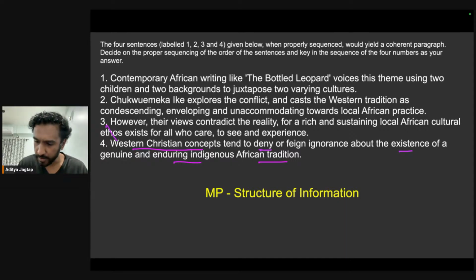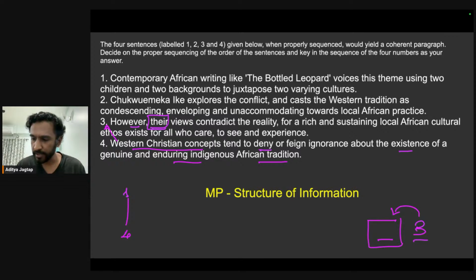Then we go to sentence three, right? So the first thing that I'm doing is I'm reading from 4 to 1. So I want to undo the trap that the examiner had set for me. By going now to sentence 3, I notice some pattern. However, their views tells me that prior to sentence 3, whatever is referring to views, that phrase is plural, right? It's not saying his views, her views, it's saying their views. So I know somewhere prior to sentence 3, whatever sentence came, it's referring to some opinions of a group.